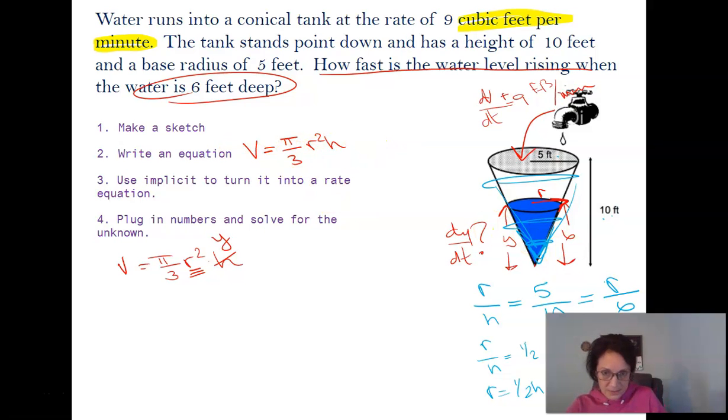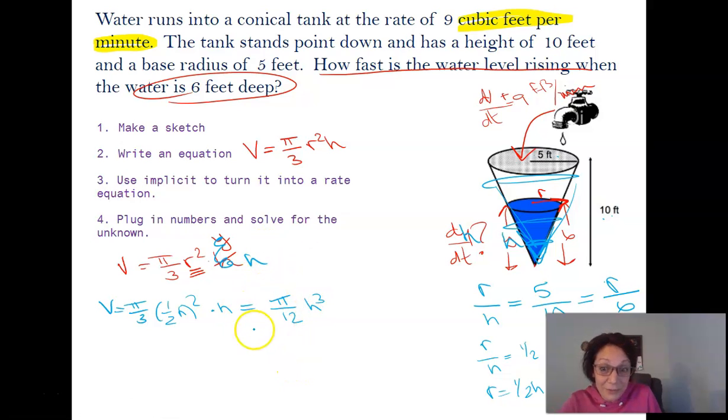Okay, so let's rewrite this. Pi over 3. I'm going to replace my r with a 1/2 h. So (1/2 h) squared and then times h. So if you simplify this equation, which I want to do because I don't want to have to do too much work in my derivative, this 1/2 squares to a 1/4, so I can pull it out here and make this a pi over 12, and then I have an h cubed.